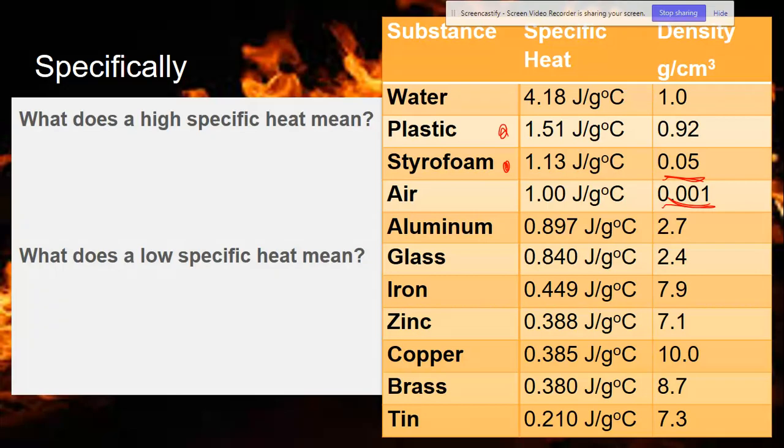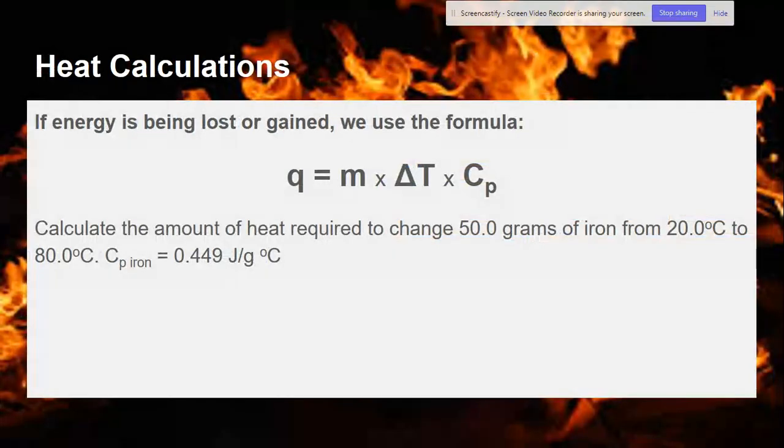A low specific heat means it doesn't take a lot of energy to heat it up, and it doesn't take long for it to cool down. That's basically what these mean. A larger specific heat means it takes a lot of energy to heat it up, and it takes a long time to cool down. And that should be obvious.